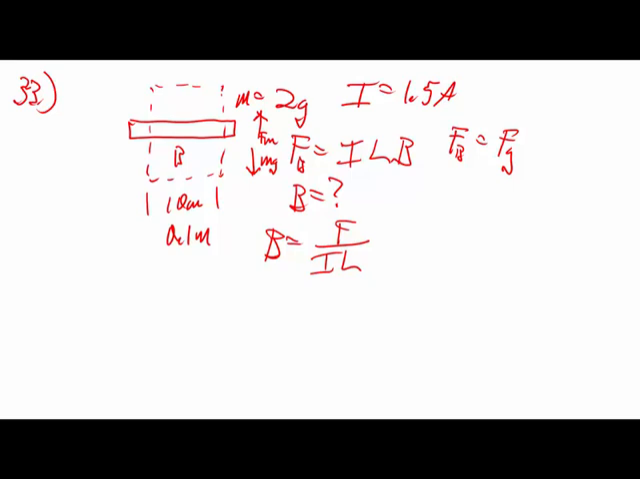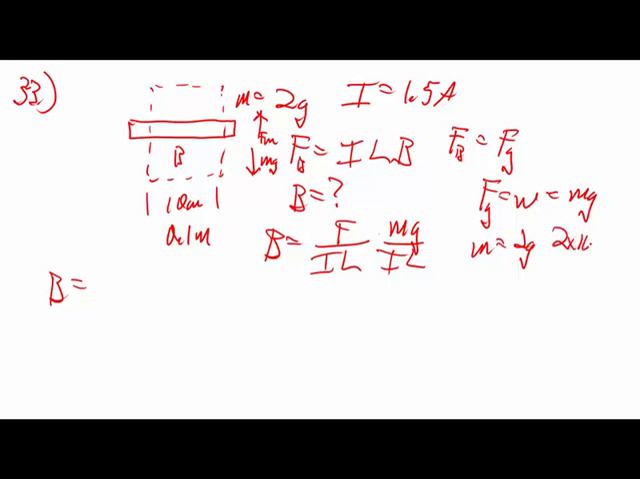All right, so let's substitute. What is the force of gravity? It's the weight, F of G, which is equal to mg. So B is the mass times gravity divided by the current times the length. The mass is 2 grams, but remember, we have to put that in kilograms. A kilogram is 1,000 grams, so we move the decimal 3 places to the left, and that's 2 times 10 to the negative 3 kilograms.